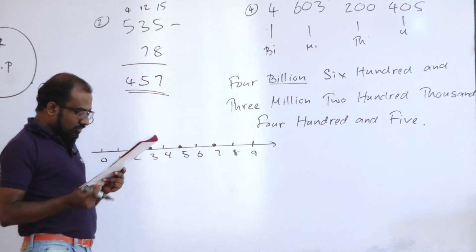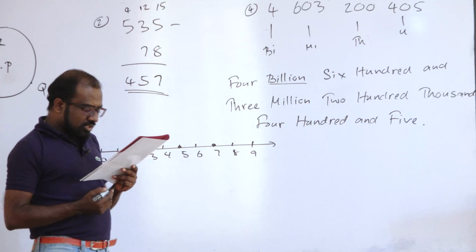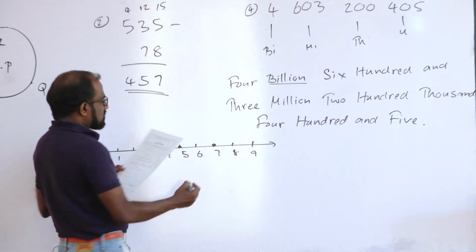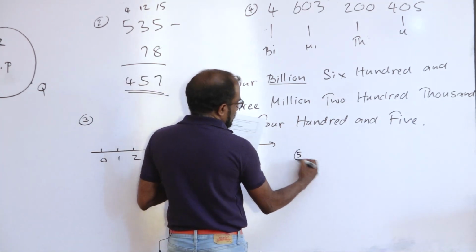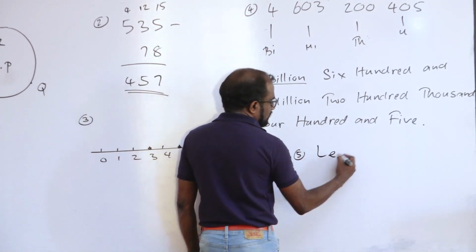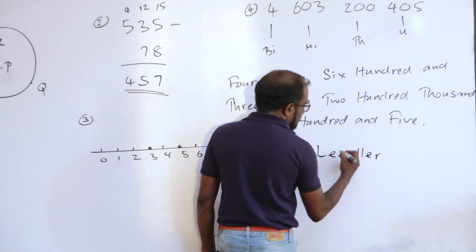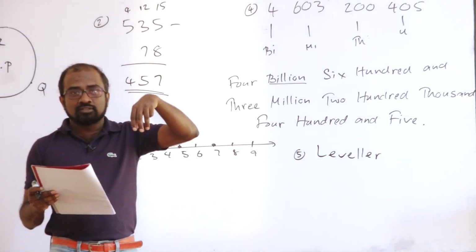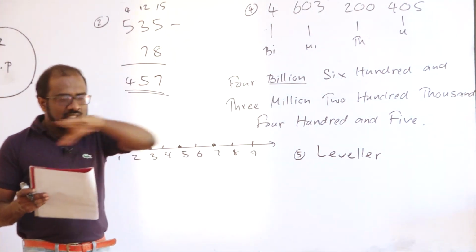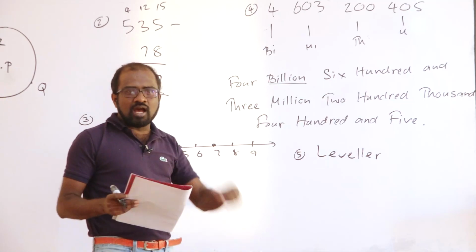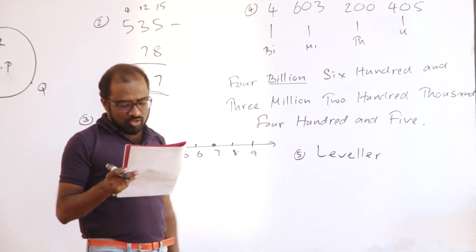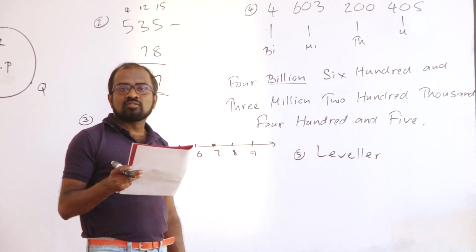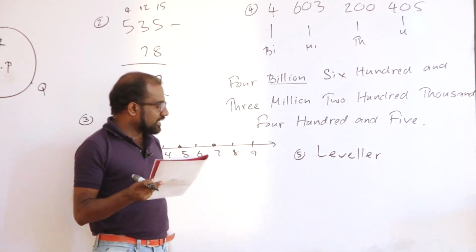Fifth one. Name the equipment that is used to check whether planes are horizontal. Of course, that's a bit of a general knowledge question. The answer should be leveler. Leveler, right? Understand? Used to check whether the bricks are kept horizontal. Yes, horizontal. Understand?